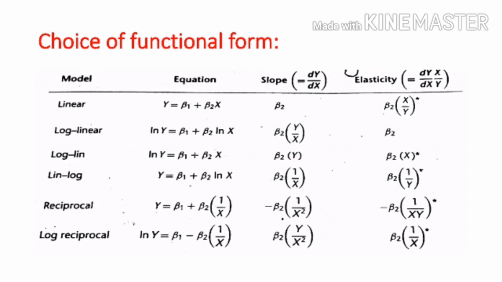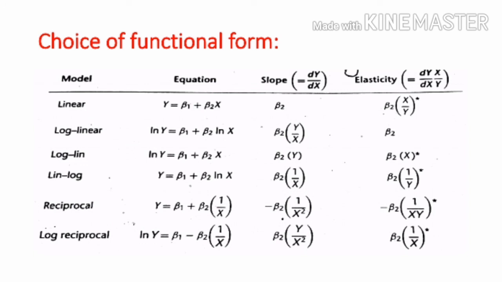The log-linear model: ln Y is equal to beta 1 plus beta 2 ln X. Slope is beta 2 Y over X and the elasticity is beta 2. Log-lin: ln Y is the equation and the slope is beta 2 Y, but the elasticity is beta 2 X. Lin-log: the slope is beta 2 times 1 over X and the elasticity is beta 2 times 1 over Y.